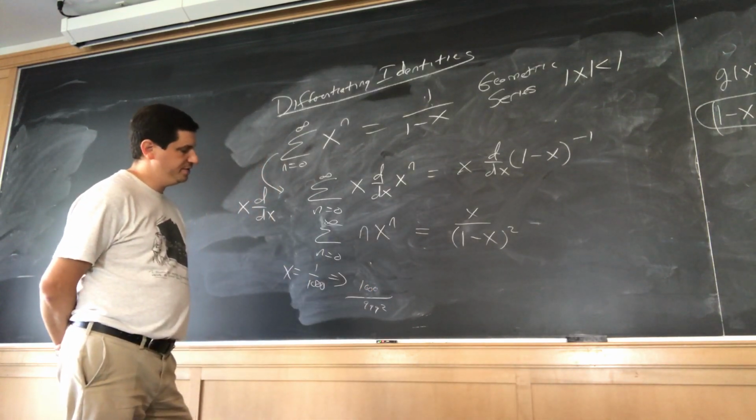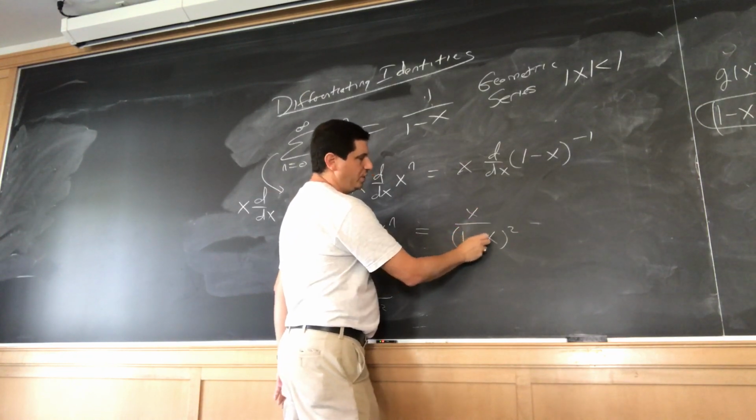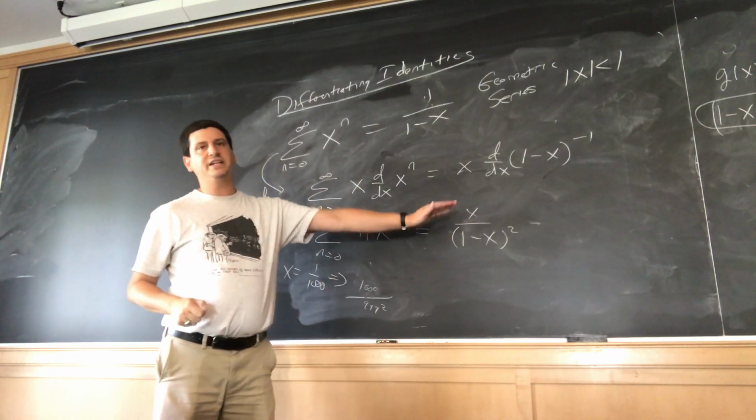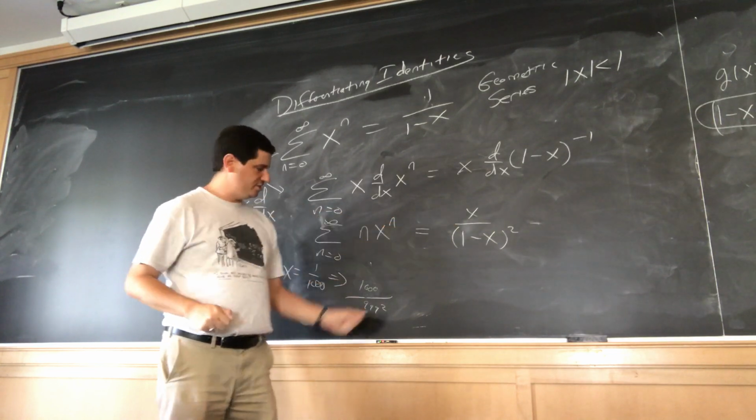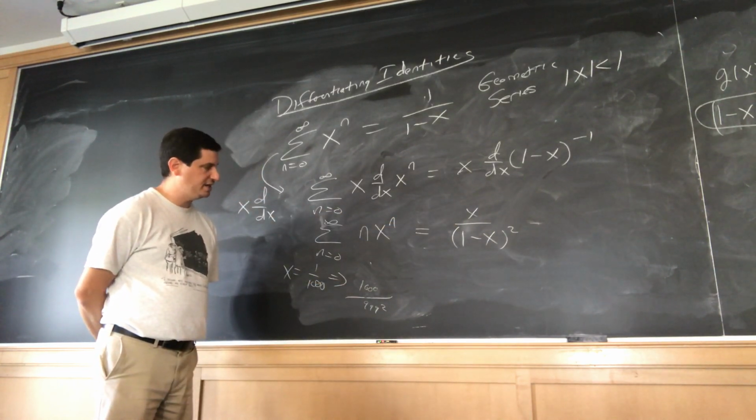Let's see, we would have 1 over 1,000, and then 1 minus 1 over 1,000 would be 999 over 1,000, squared. One of the 1,000s should cancel. I think it should be 1,000 over 999 squared.